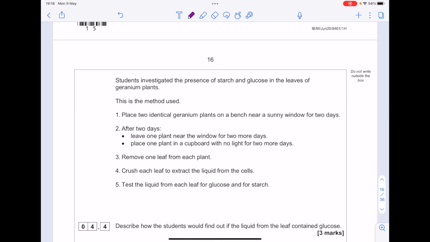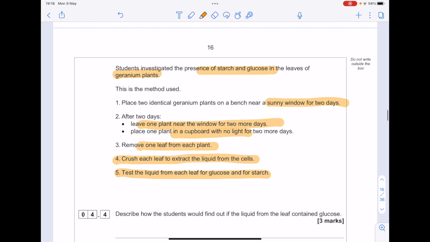Students investigated the presence of starch and glucose in the leaves of geranium plants. This is the method used. Place 2 identical geranium plants on a bench near a sunny window for 2 days. After 2 days, leave one plant near the window for 2 more days and place one plant in a cupboard with no light. Remove one leaf from each plant, crush the leaf to extract the liquid and test the liquid for glucose and starch. So let's try and work this out.